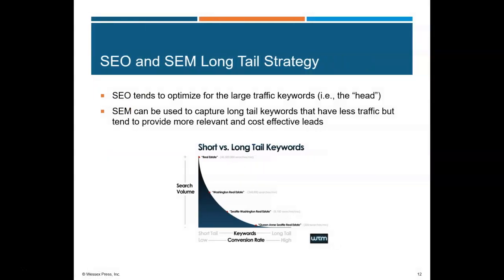This is how SEO and SEM fare in the long tail strategy. SEO tends to optimize for the large traffic keywords. In other words, if you were looking for something to do with shoes, you would specifically put shoes. But it's going to bring you everybody that's looking for shoes, but what if you don't have the exact shoe that they're looking for? SEM, on the other hand, can be used to capture long tail keywords that have less traffic but tend to provide more relevant and cost-effective leads.